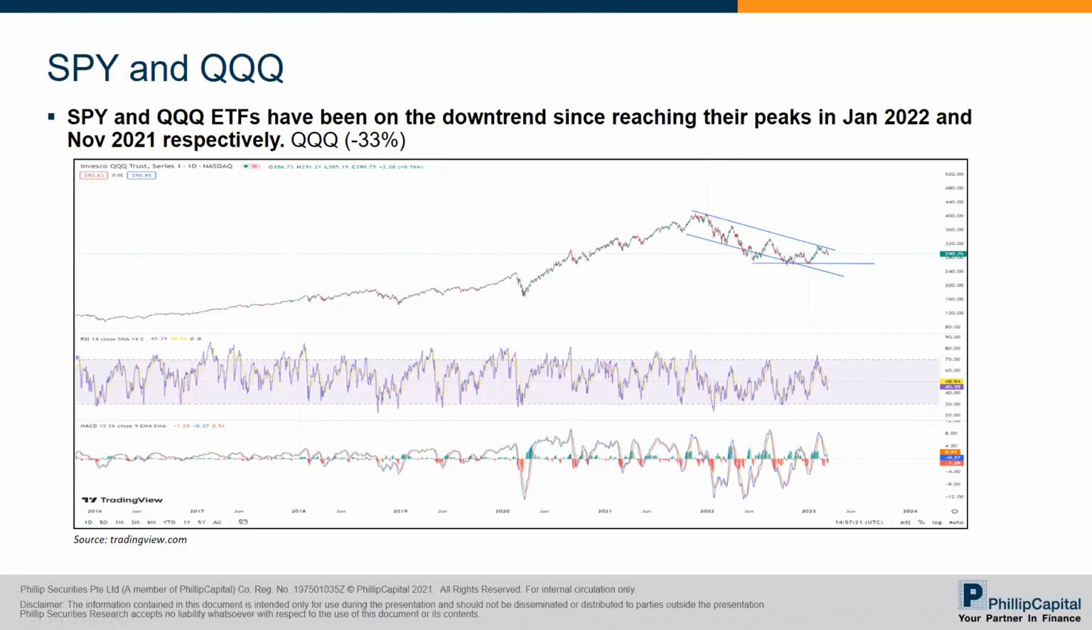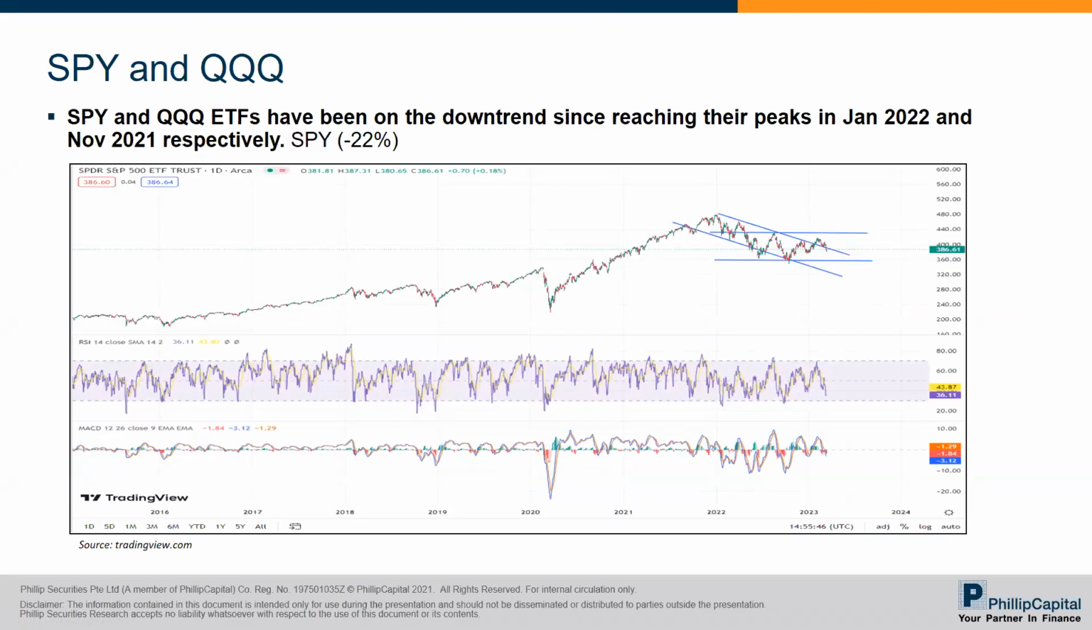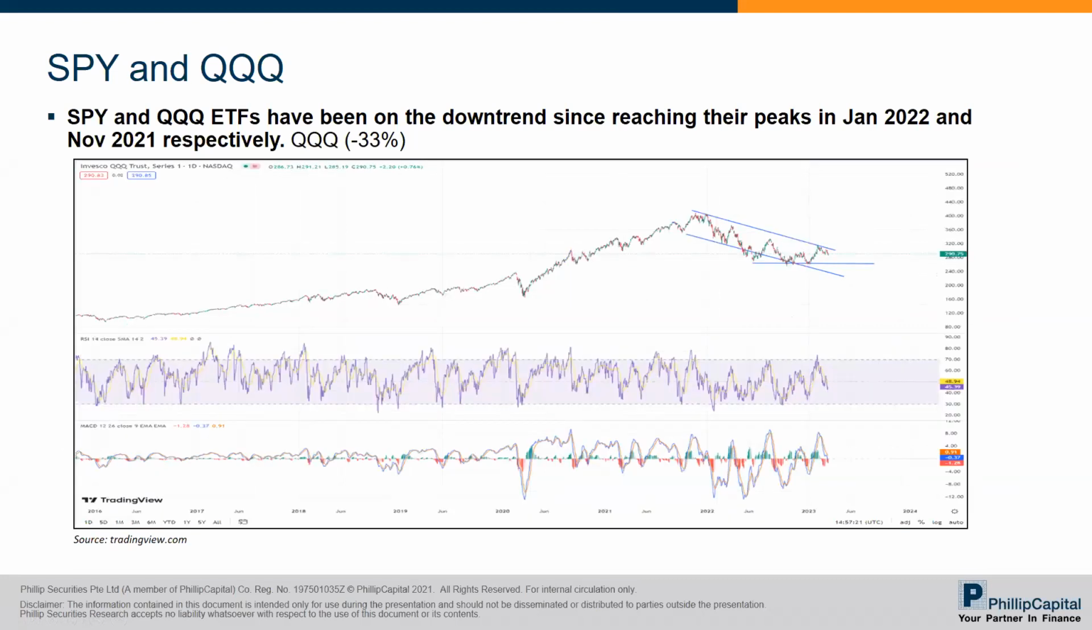And then this is the QQQ, which is the Nasdaq 100 ETF, and we are also seeing a more or less similar trend. The sideways trend is more obvious on the S&P 500. It is probably only just beginning for the QQQ.